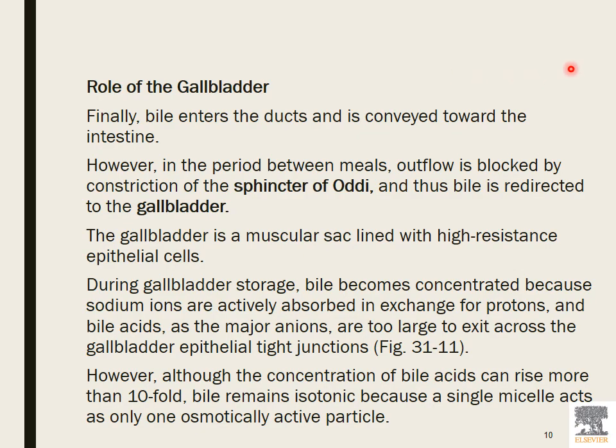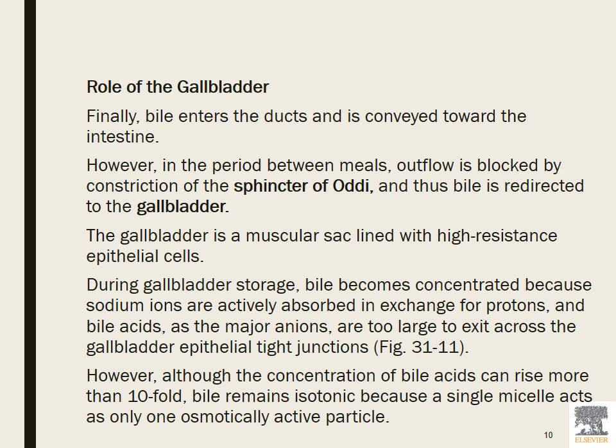Role of the gallbladder. Finally, bile enters the ducts and is conveyed toward the intestine. However, in the period between meals, outflow is blocked by constriction of the sphincter of Oddi, and thus bile is redirected to the gallbladder. The gallbladder is a muscular sac lined with high-resistance epithelial cells.